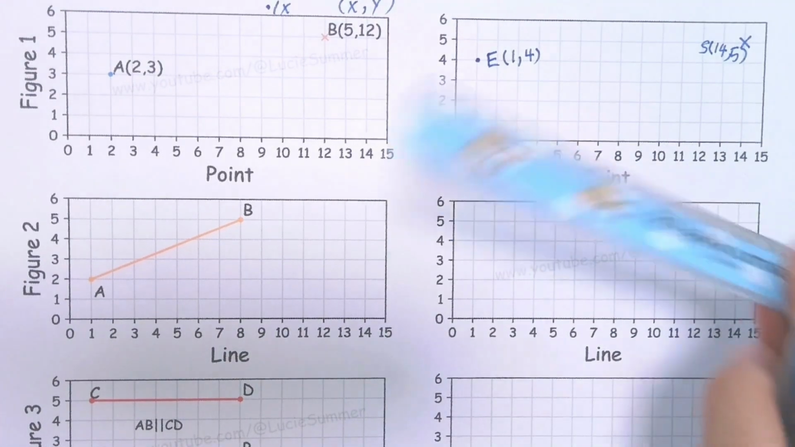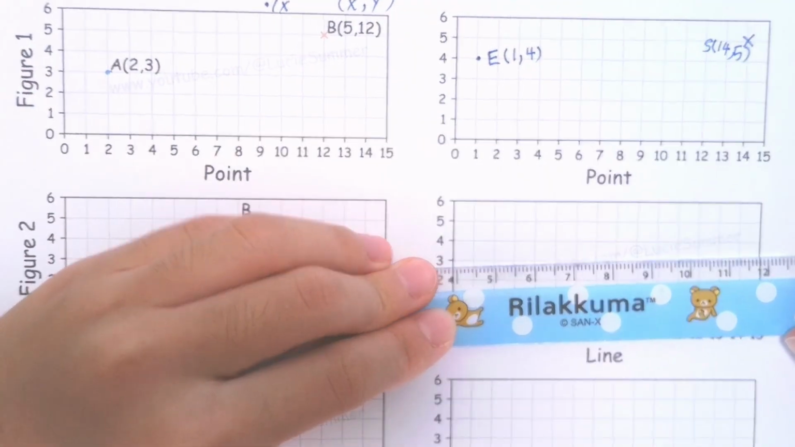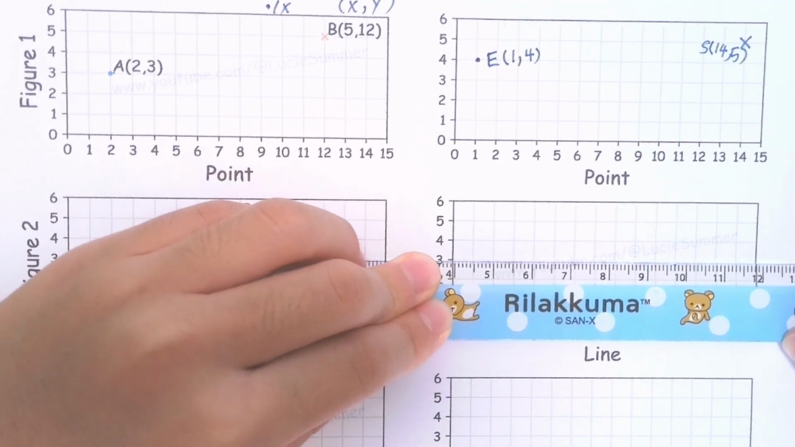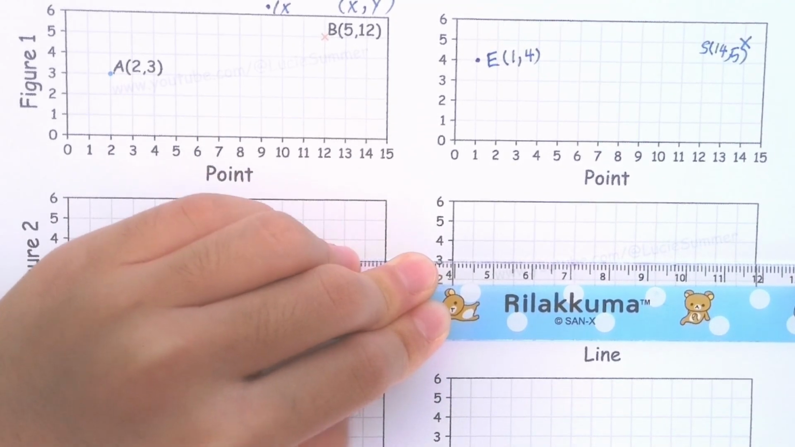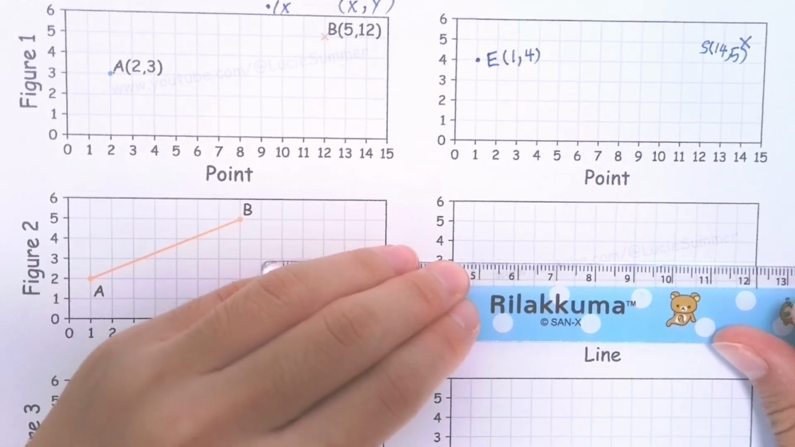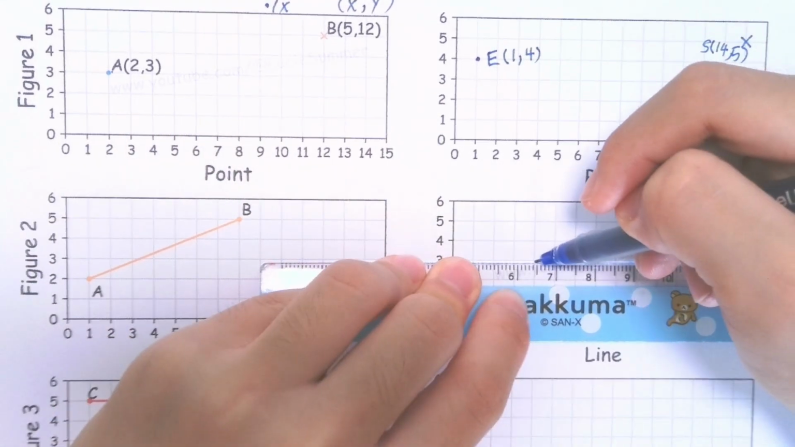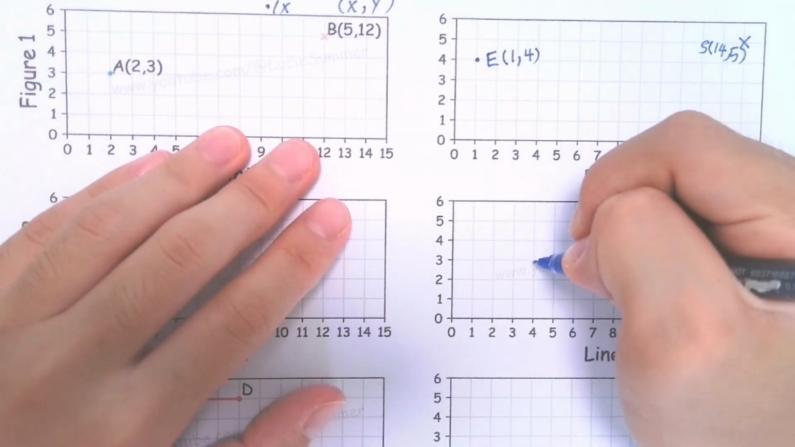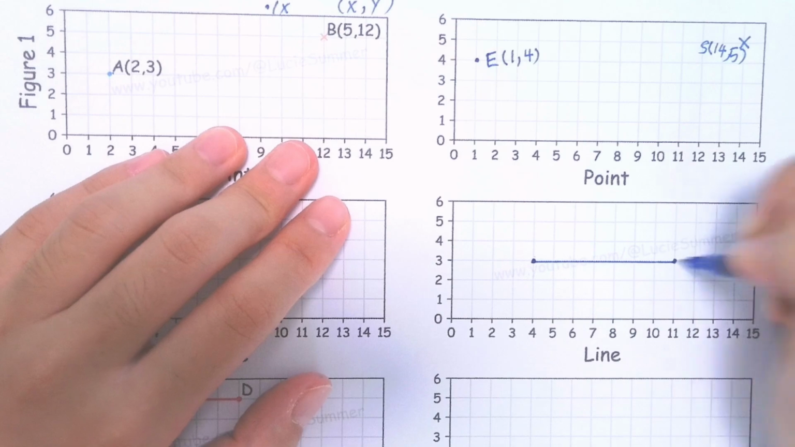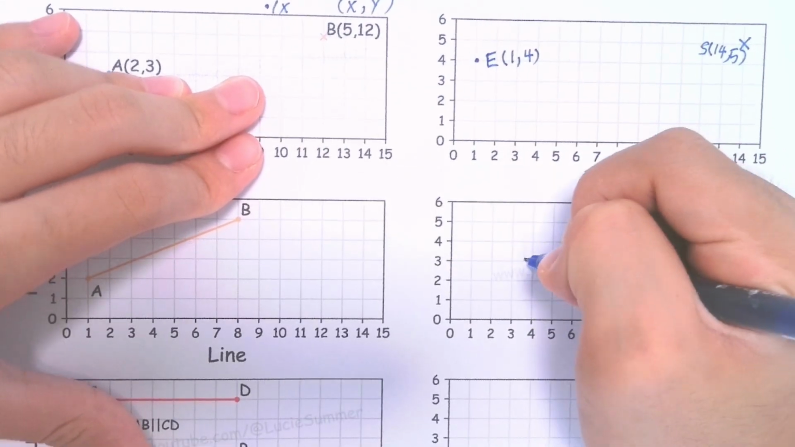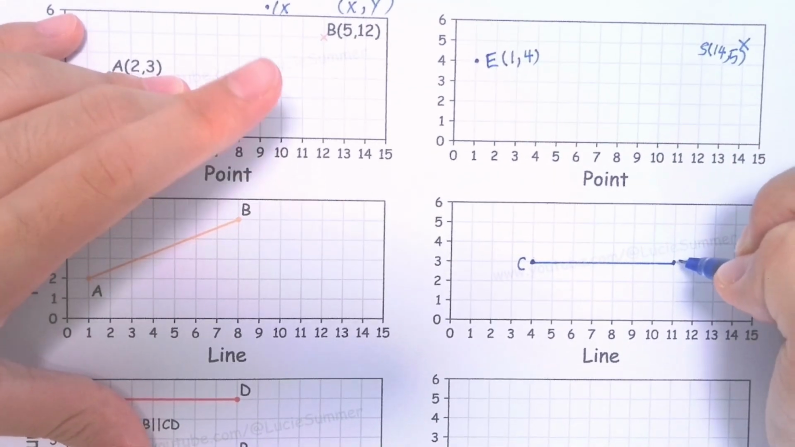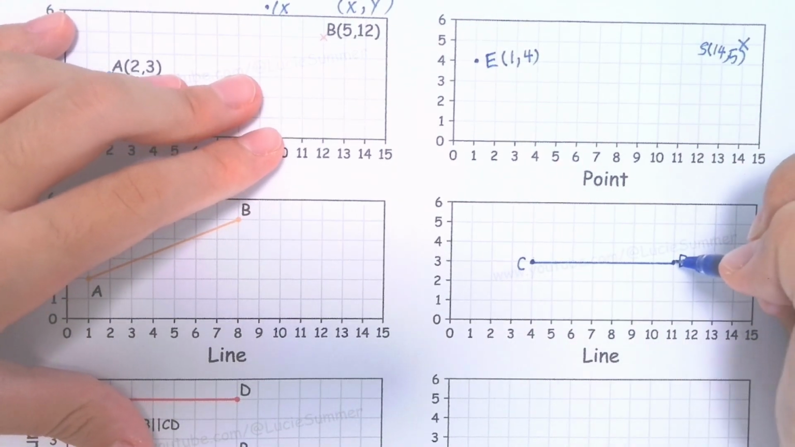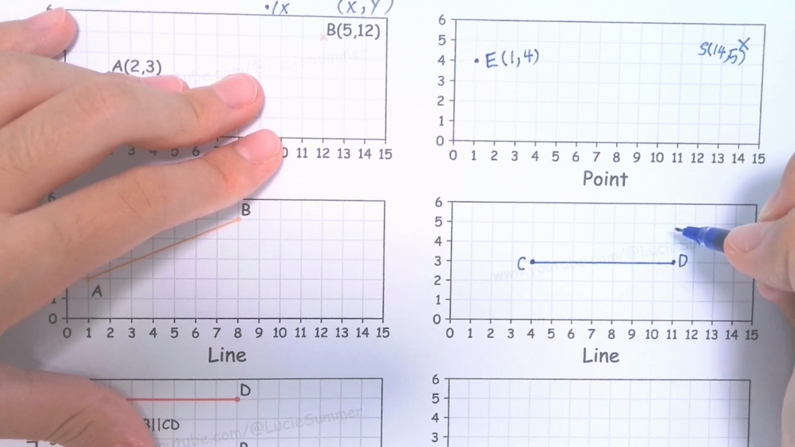Now, I'm going to draw a line for you guys. The easiest way to draw a line is by drawing it horizontally or vertically. Like this. I'll name this point C and this point D. These 2 points are connected by the shortest distance with a straight line.